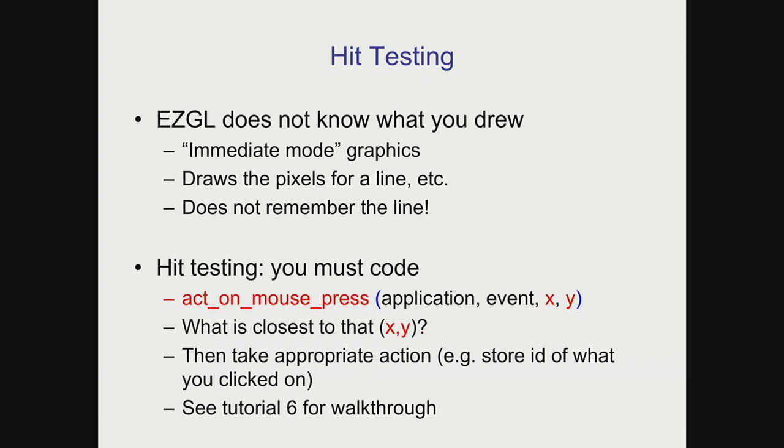So that's the basic technique. When somebody clicks, you have to figure out what does it mean. And a common thing is, well, whatever's closest is what they clicked on. I have to write code to figure out whatever is closest. And then I need to take some action, store some state, etc. We went through this in quite a bit of detail in tutorial 6, so see that for more detail.